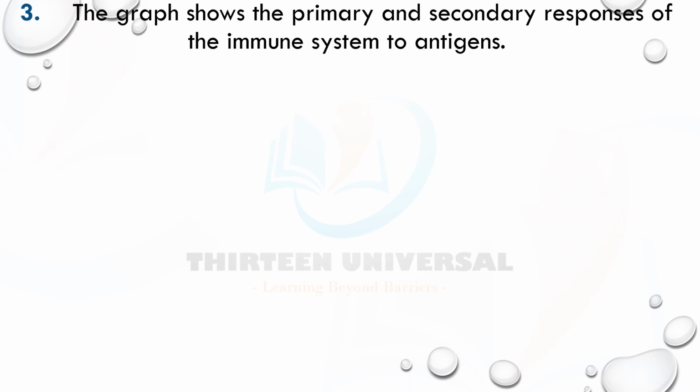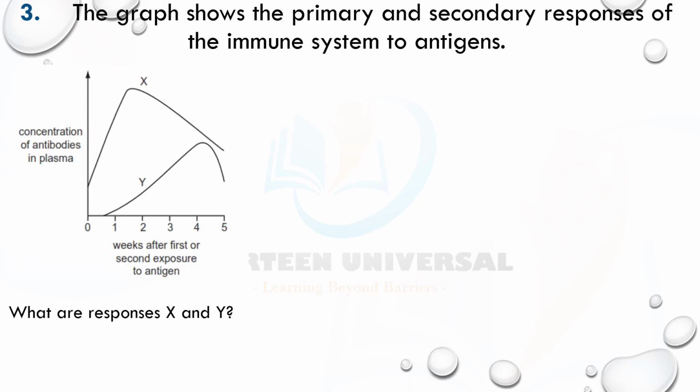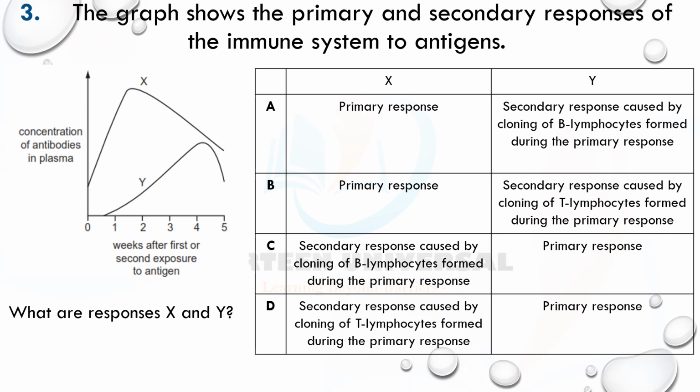All right, now look at this. It says the graph shows the primary and secondary responses of the immune system to antigens. That's the graph. Pause the video and look at it. So what are responses X and Y? Now if you look at X, can you see that the concentration of antibodies is very high? It didn't take time. Weeks after first or second exposure, so there was rapid production of antibody and the quantity is very high. This is for the secondary immune response.